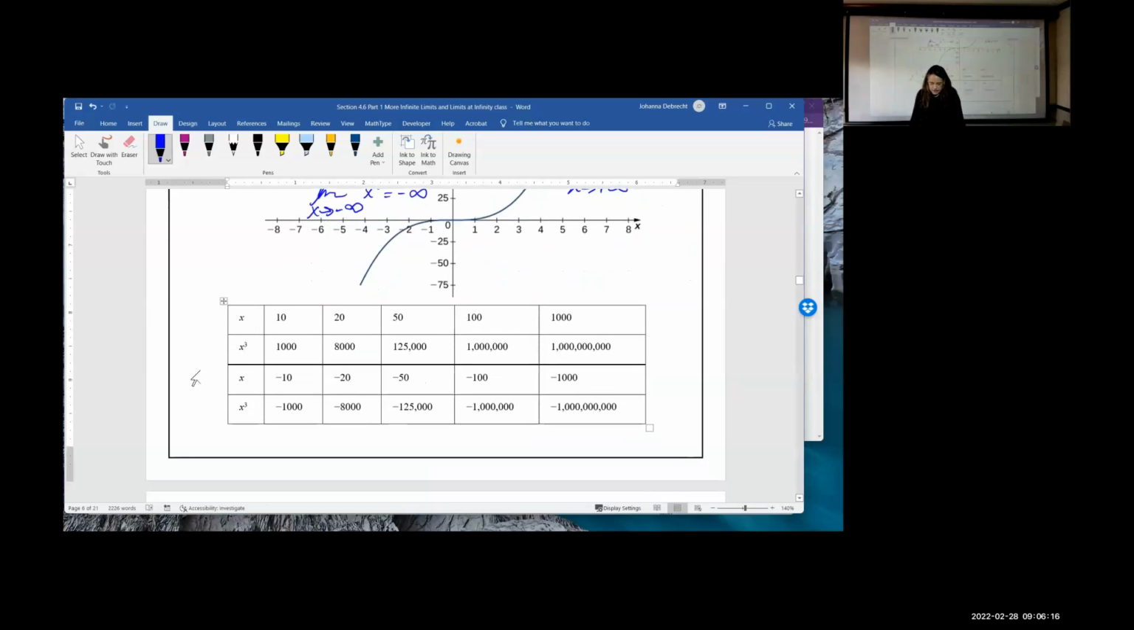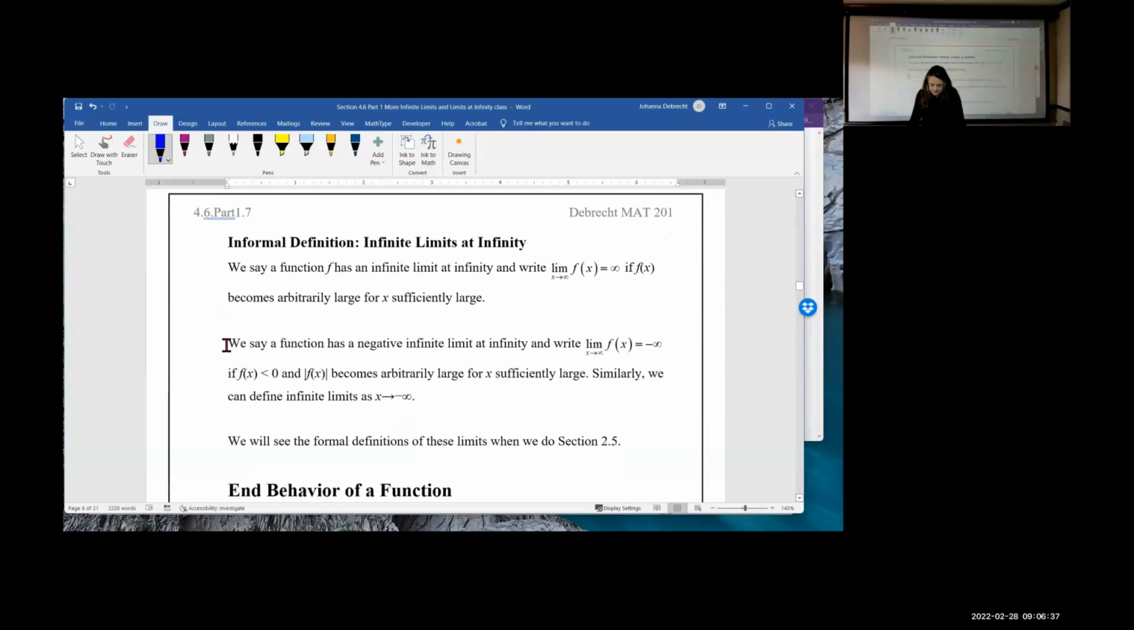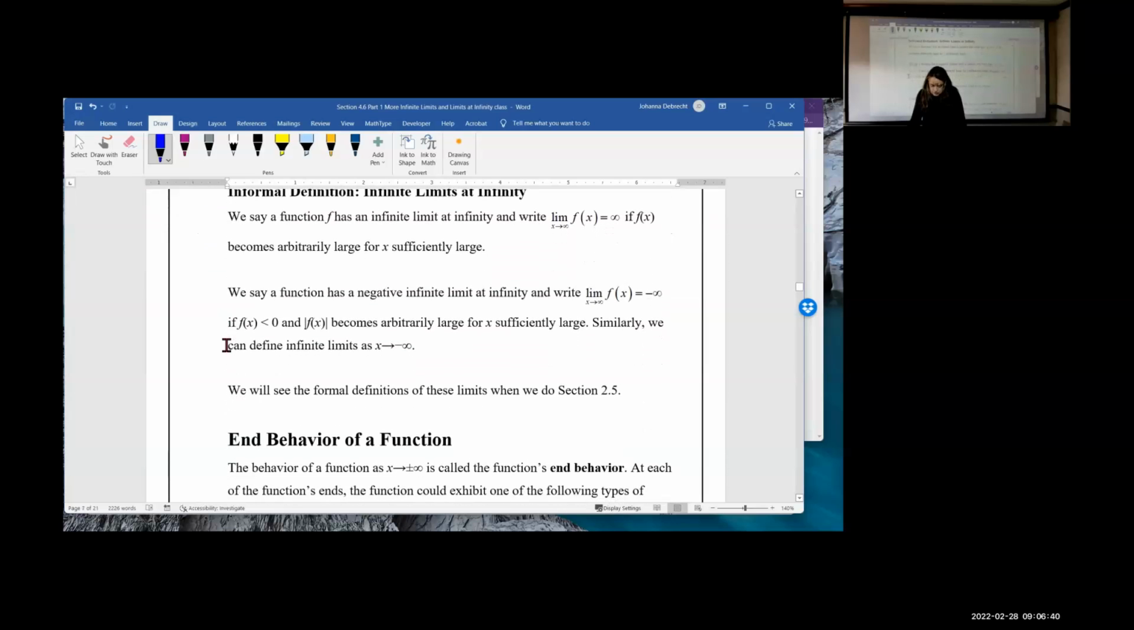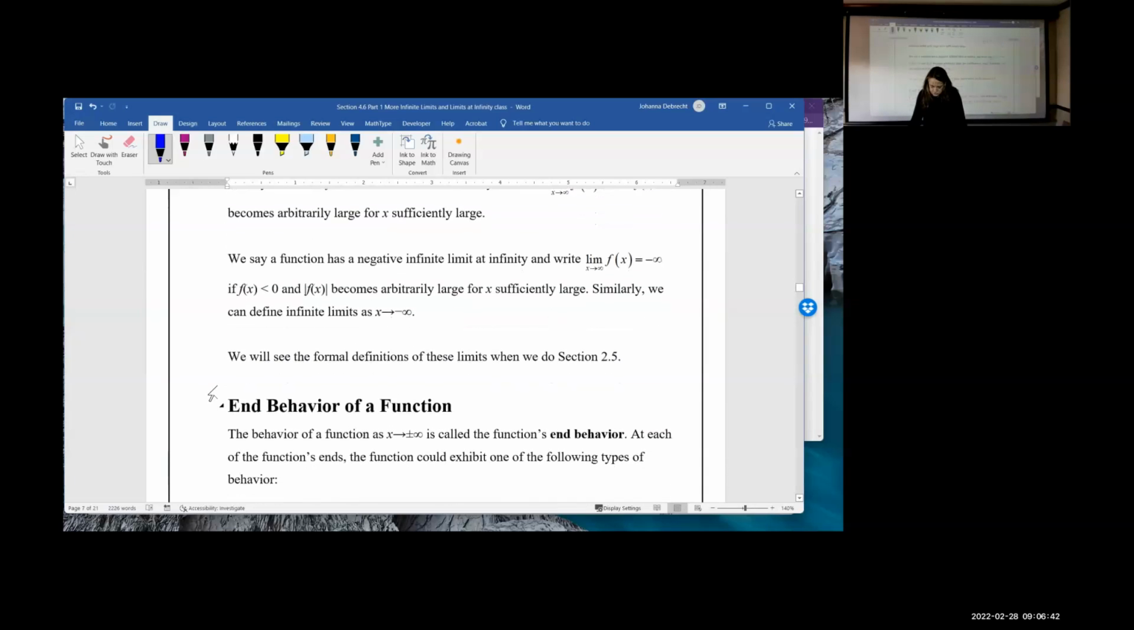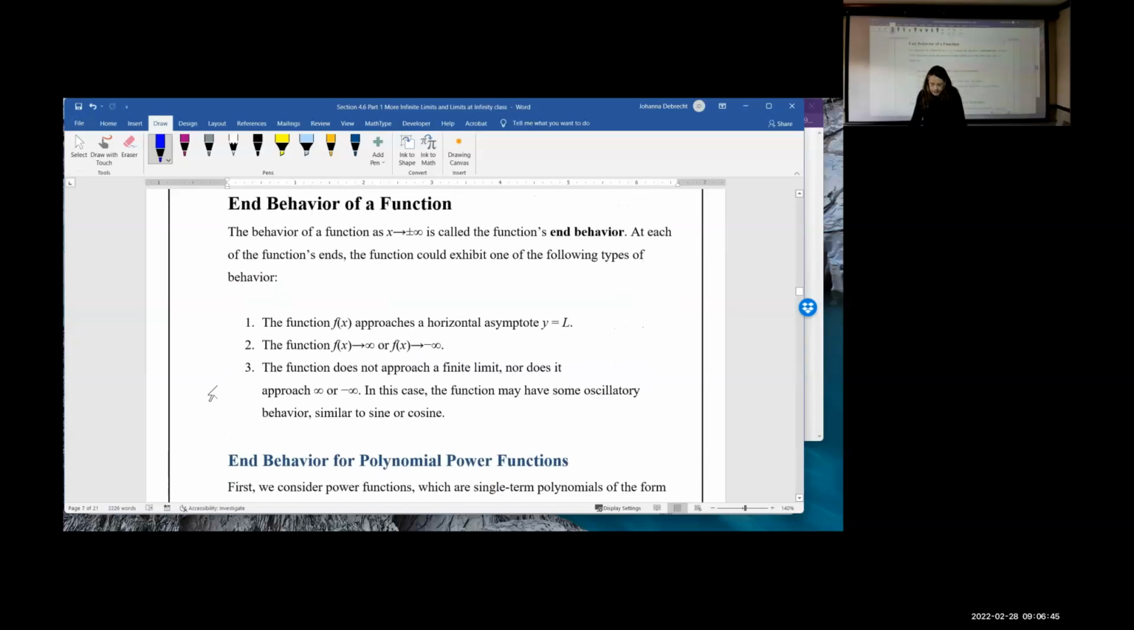You can see that as well by looking at some of the values that you get when you allow the x value to get larger and larger. As x gets larger and larger in magnitude, or smaller and smaller as it's negative, you can see that the y values are getting larger and larger in magnitude as well. We'll be doing the formal definitions of these in the next section, which we'll cover tomorrow, which is going to be 2.5 after we finish 2.4.